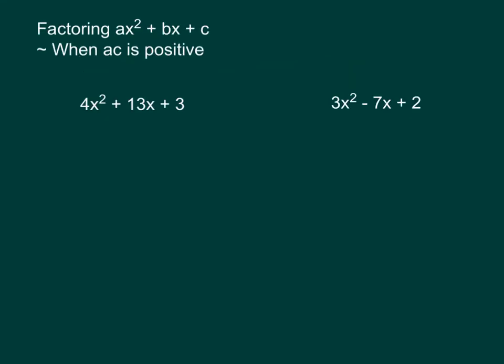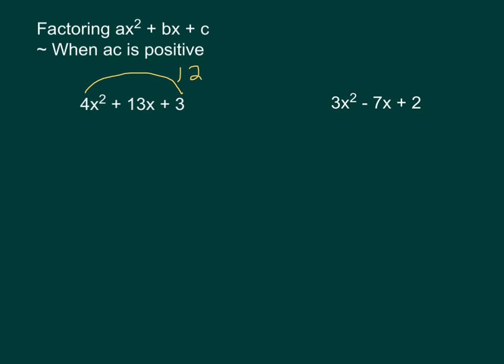Okay, so let's look first at a couple of examples here. And I say here, when AC is positive. So AC is the product of my first coefficient, my lead coefficient, and my constant. That's going to be an important thing here because that's actually something that I'm going to look at. I'm actually going to take this and multiply these together first. 4 times 3 gives me 12, and that's a positive 12.